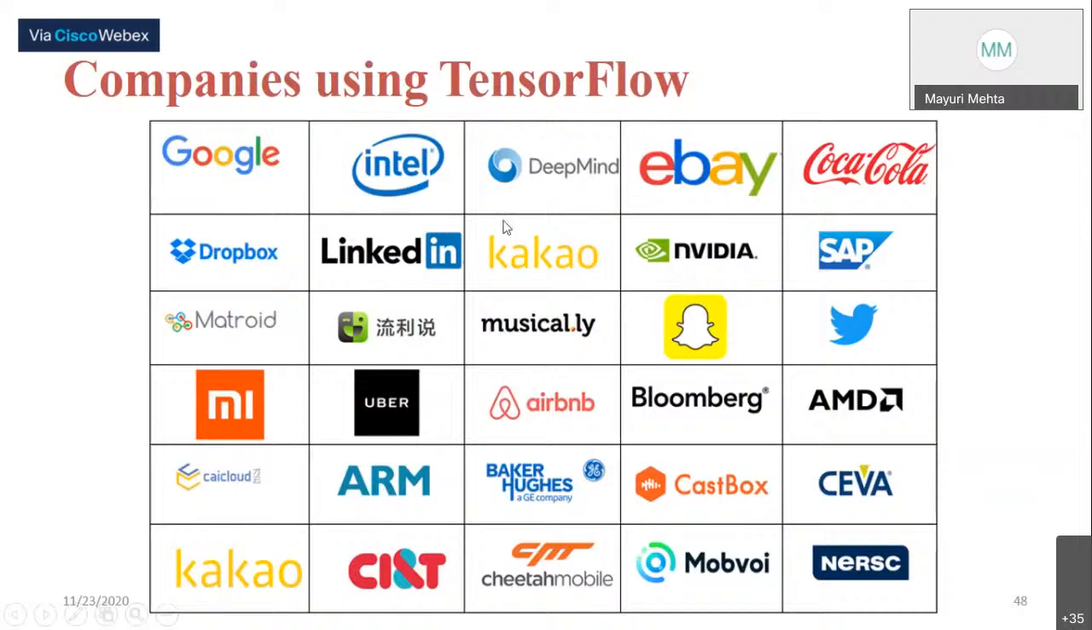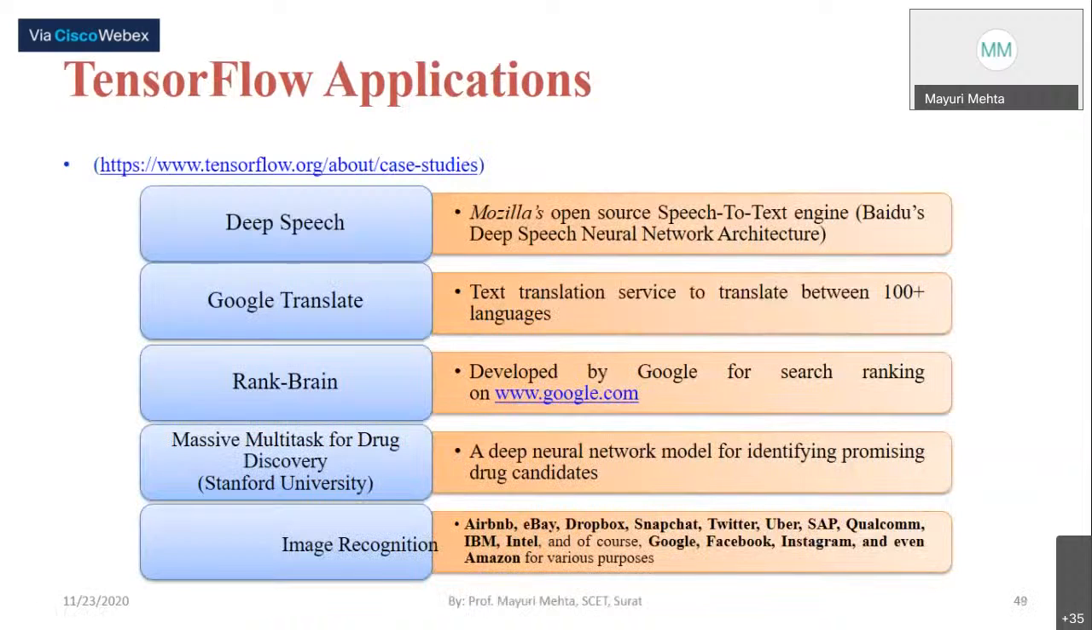Intel, DeepMind, this is a Facebook application, right? eBay, Coca-Cola, right? All these popular, see, Uber, Snapchat, they have built their applications, even LinkedIn, machine learning based applications using TensorFlow, right? These are only some of the companies. Even you can find Twitter here, right? And these are the real-time examples which have been implemented using TensorFlow.